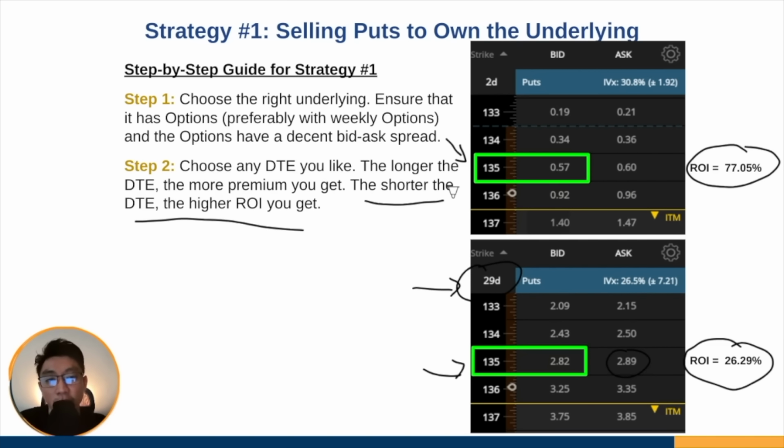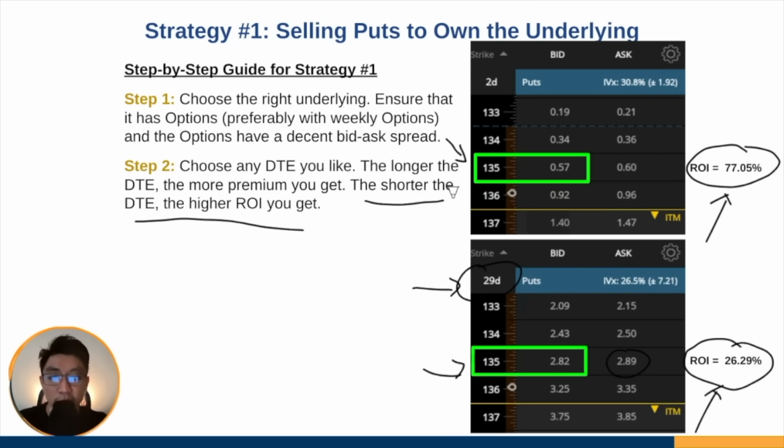But if you go for the one that is the shorter DTE, as you know, if you buy lesser things, it's going to be more expensive than if you buy a bulk deal, like buy 100 of something, compared to if you just buy 2 or something. So it seems that in the options pricing world, it's pretty similar as well. Although you get lesser premium, you get higher ROI. Down here, although you get more premium, your ROI is lesser.